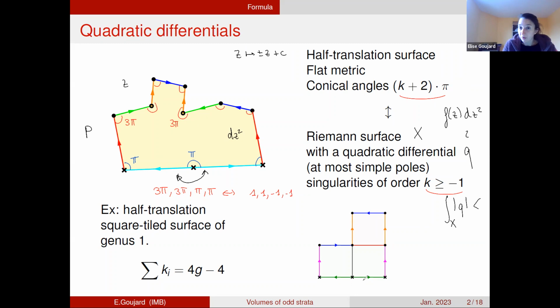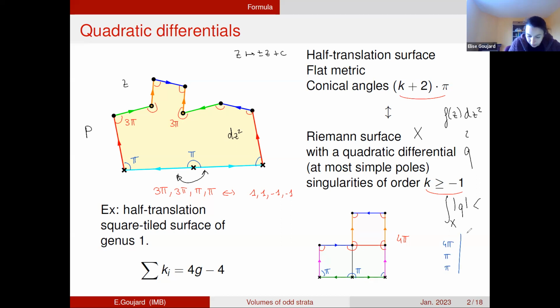Let me give another example. This is a very special polygon made out of 3 squares, called a square tiled surface. If you do the same computation, this is only one point on your surface, and when you turn around this point following the identification, you get an angle. What is the angle here? 4 pi. This is easier as an exercise. And here at the bottom, you still get an angle pi here and angle pi here.